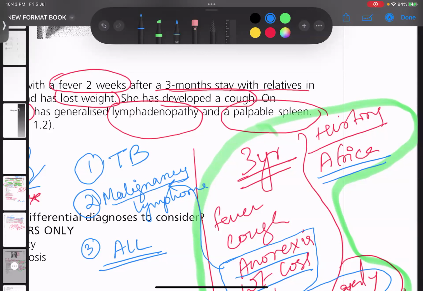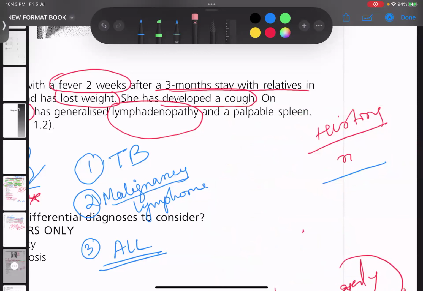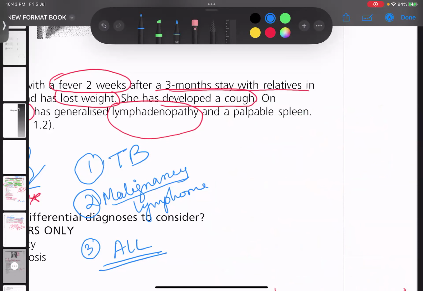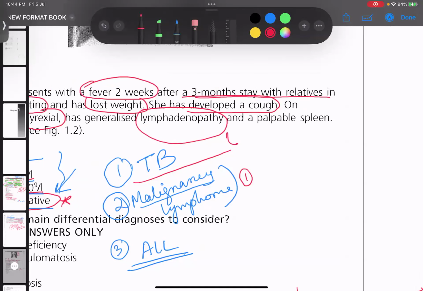Travel history, chronic fever, long duration fever, cough, weight loss, lymphadenopathy. First, we'll think of tuberculosis. If they had said that the child was in the UK, there was no travel history, and coming with all these findings, then definitely we would think about lymphoma. That would be our first differential, if this was a case based completely in a developed country with no travel history. But since they gave a travel history along with these features, that is anorexia, weight loss, along with cough and fever, all of them are pointing more towards TB. That's why we are considering more TB.